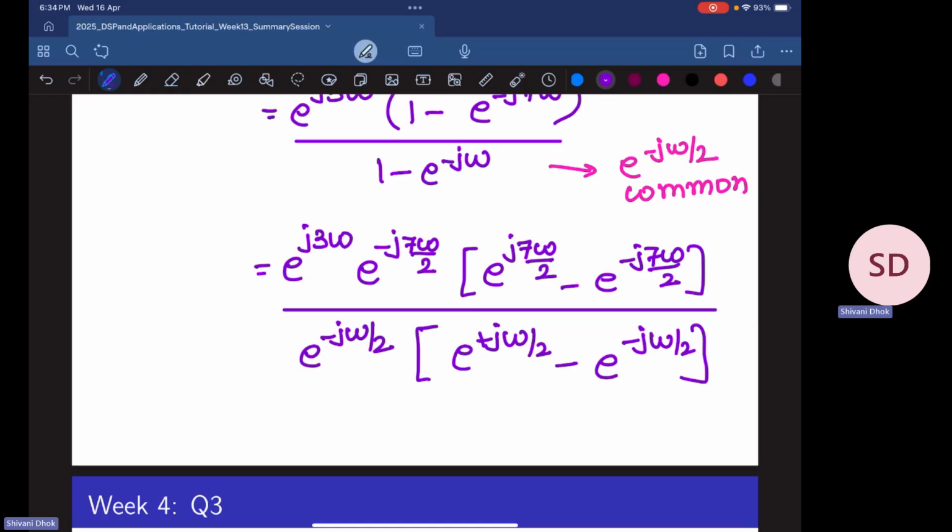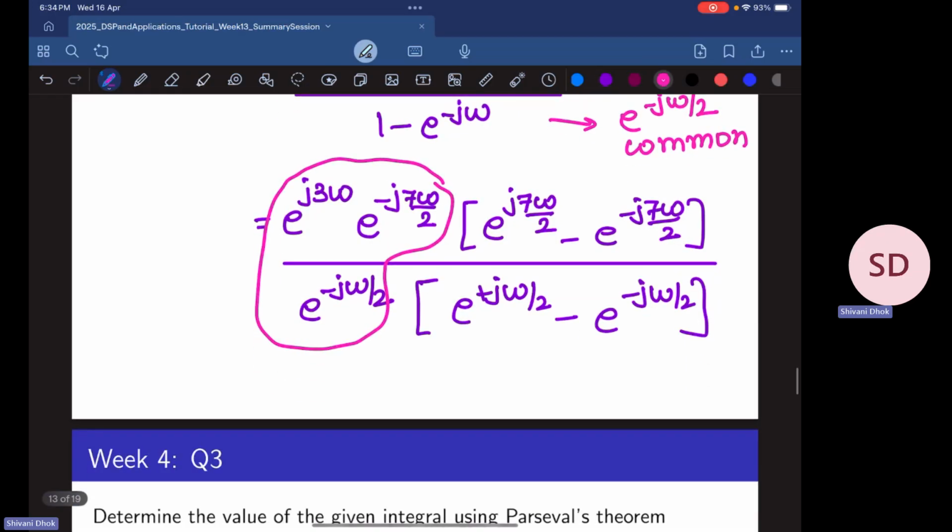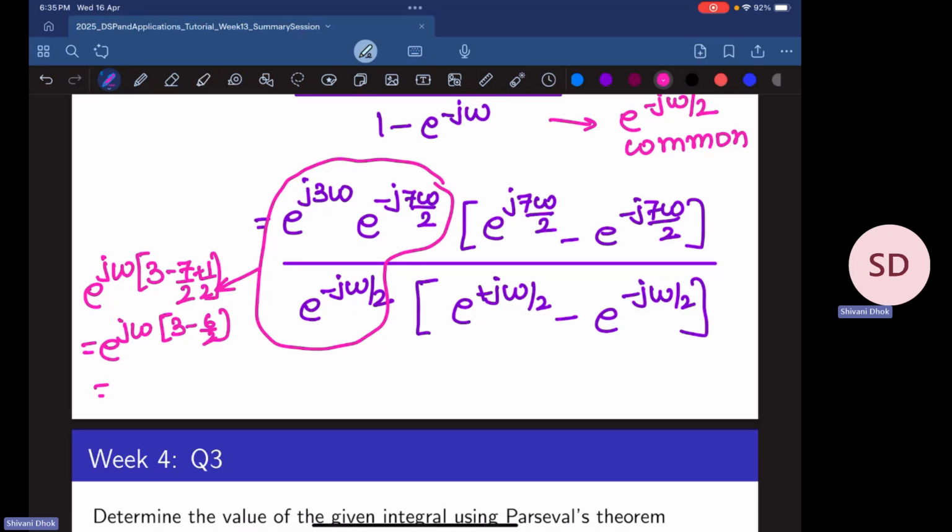Okay, so now let us just focus on these constant terms which are outside. So how do these look? We have e power j omega common, then we have a 3 from here, then we have a minus 7 by 2 from here, and then we have a 1 by 2 from here. So what do we get? This is equal to e power j omega times (3 minus 6 by 2), which comes out to be e power j 0, which is 1.